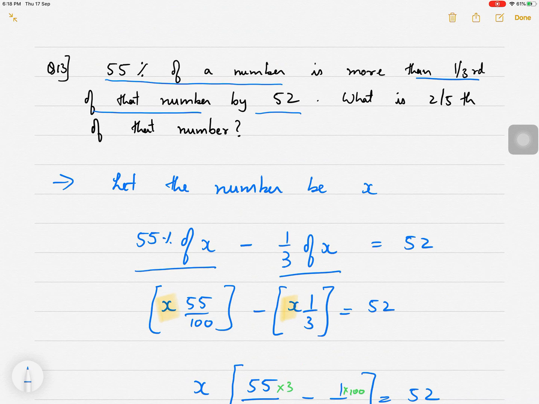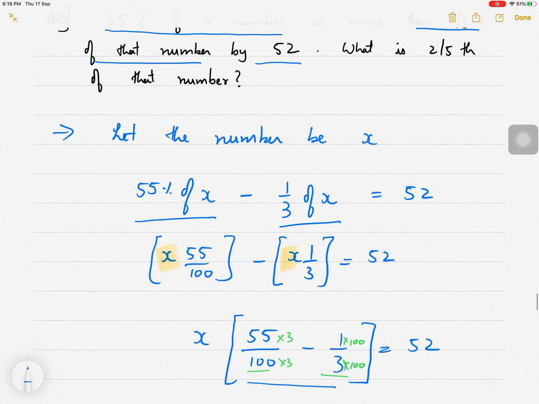Okay, 55% of a number. So I am taking x as that number. So 55% of x, that means x into 55 upon 100, is more than 1/3 of that number. So 1/3 of that number is 1/3 of x, and the difference is 52. 55% of x is the greater number, right? Because 55% of a number is more than 1/3 of that number by 52.